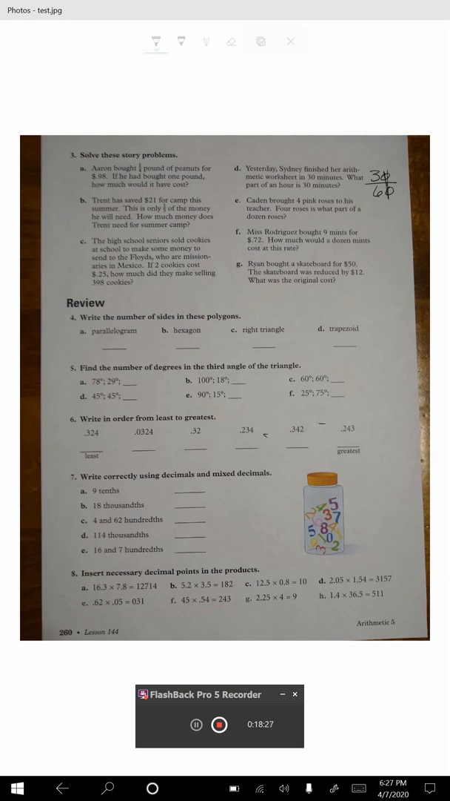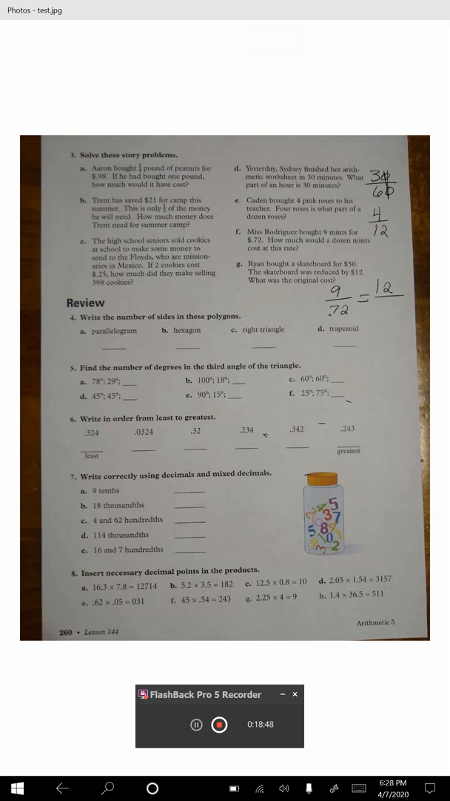4 roses is what part of a dozen? Well, how many is in a dozen? You know that's 12. 4 out of 12. And I'm not even going to tell you that answer because I bet you can reduce that all on your own. Miss Rodriguez bought 9 mints for 72 cents. How much would a dozen mints?